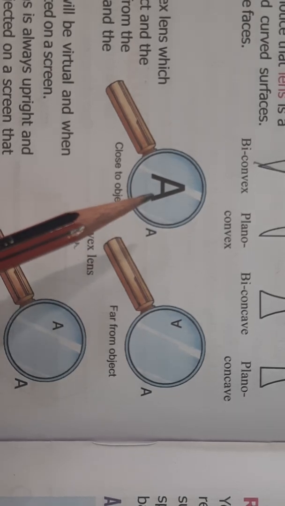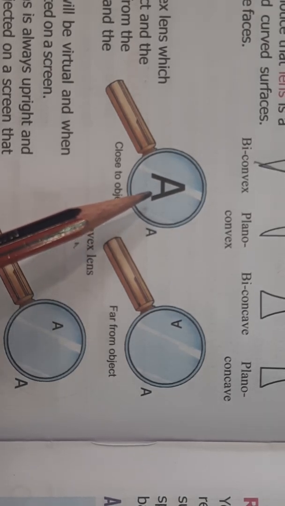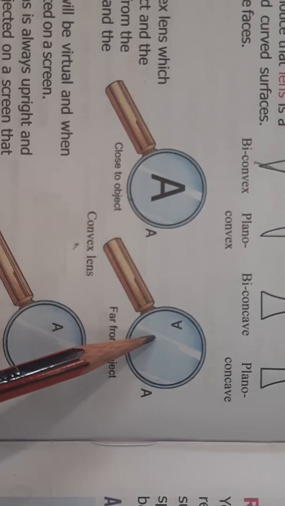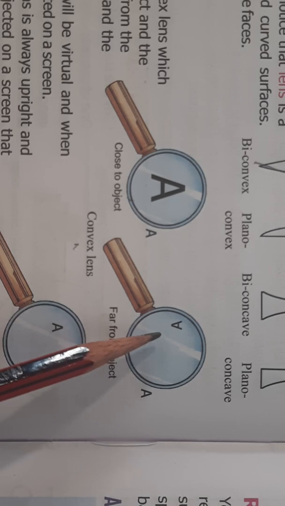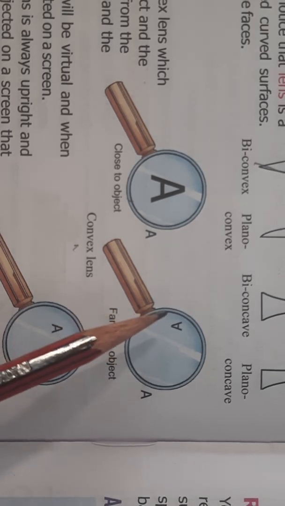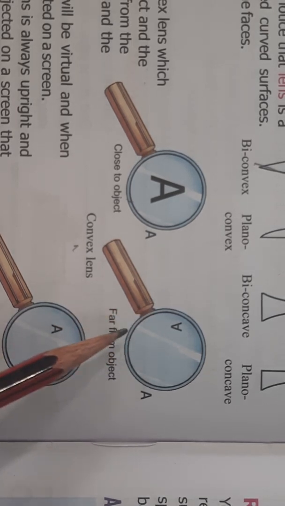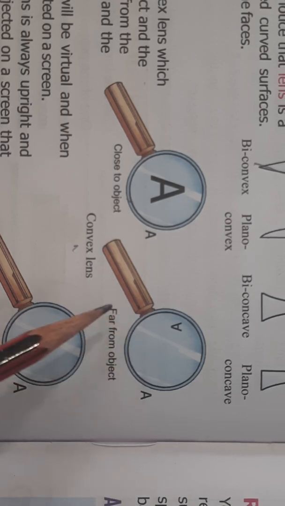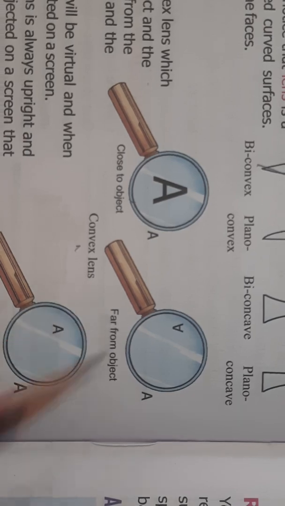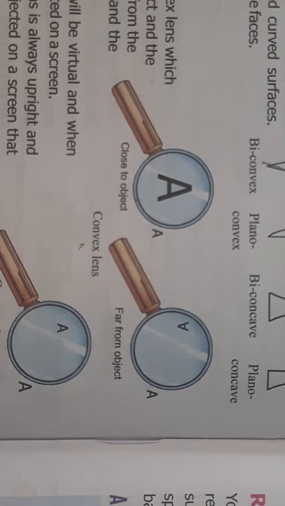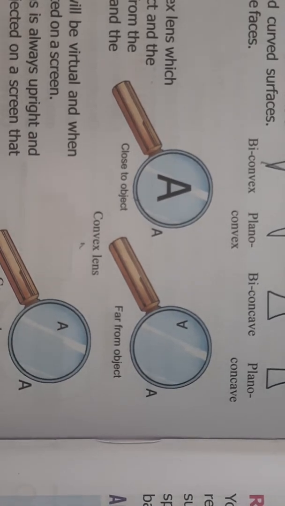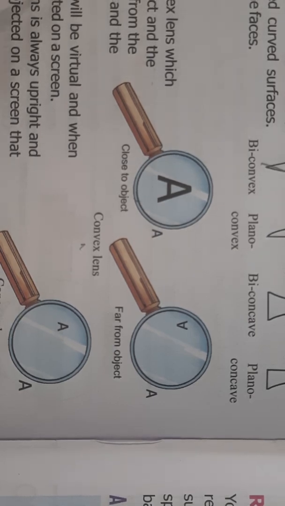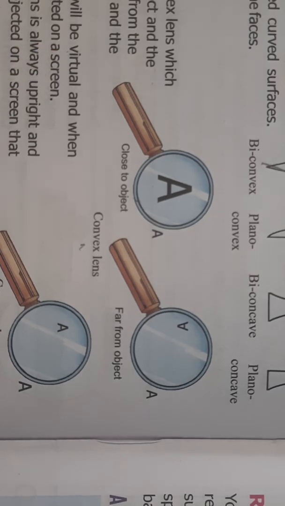Clear? When you keep it close, it will be upright, but as you move it away from the object, the size will change from larger to smaller and the image becomes inverted after some time. So the image from a convex lens when erect will be virtual, and when it is inverted it becomes real. Now I will tell you what is the difference between virtual and real.